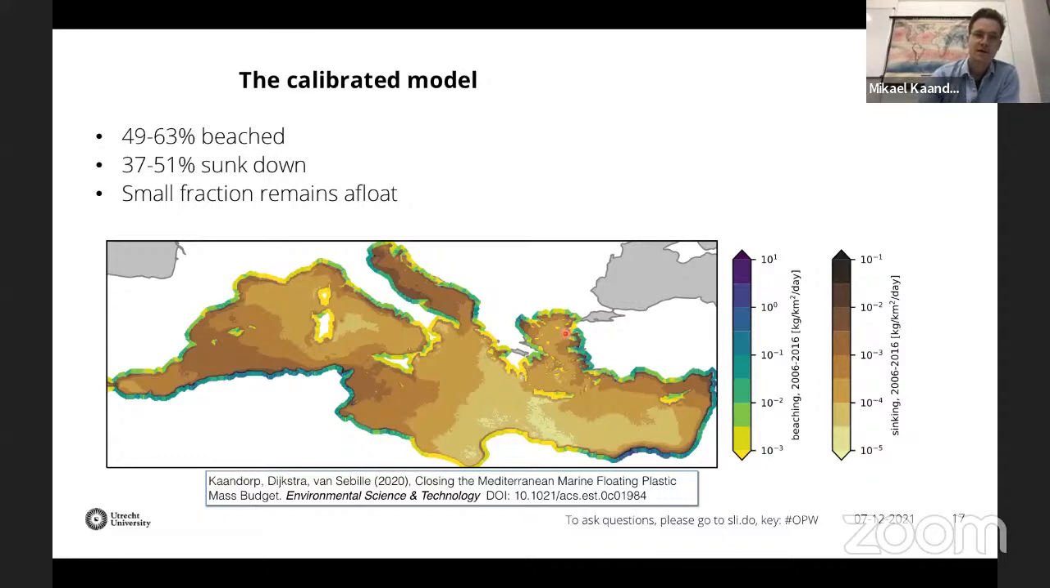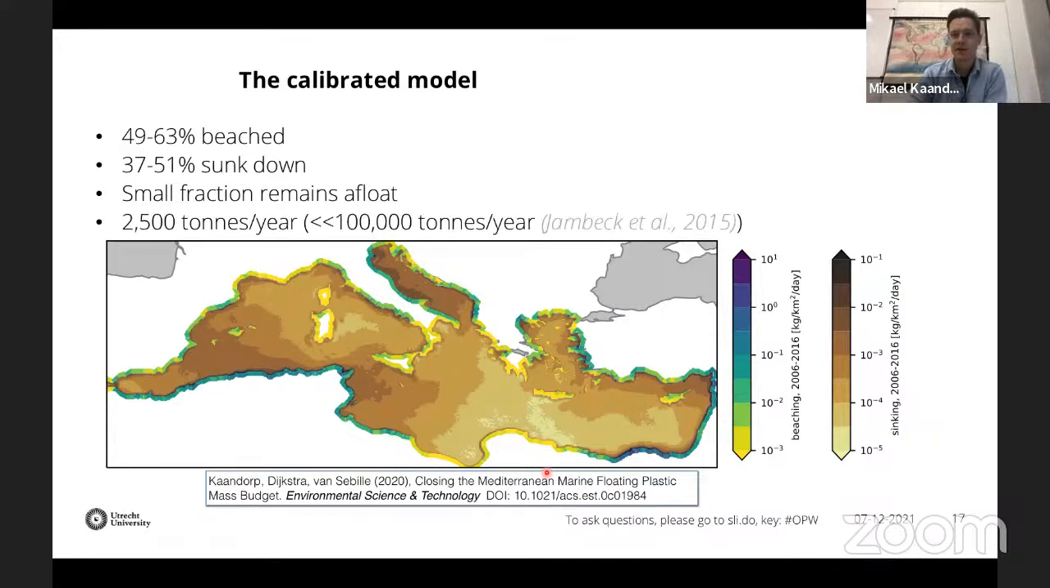In this map over here, we can see the areas where we expect most of the plastics to end up eventually. So we see, especially in the Mediterranean Sea in the west, we expect a lot of particles to sink down in the Adriatic. And if you look at the coastlines, we think that especially the southern coastlines are quite polluted, for example, here in the west and here in the southeast.